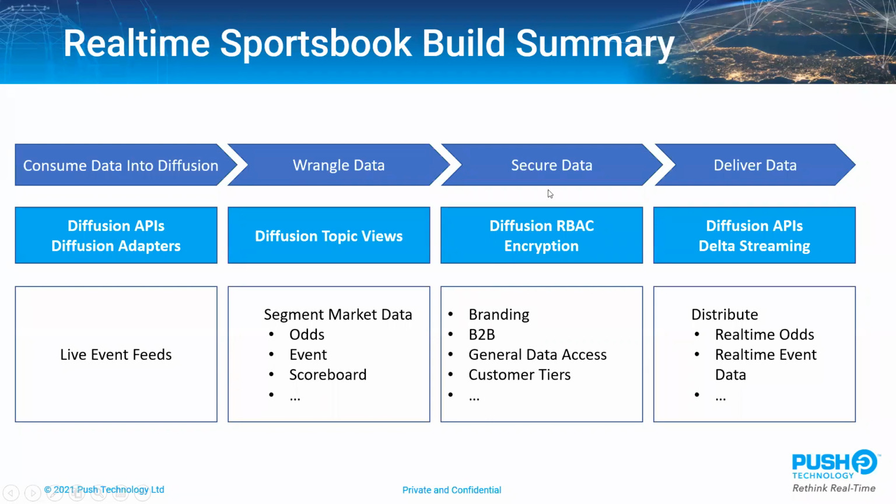And then here to securing that data with our role-based access control, supporting encryption of the data itself, allowing additional services for branding, B2B opportunities, general data access rules, and different custom and customer tiers into your sportsbook. And just think about that live data model that has that historical data inside of it as well, but that live data model is completely configurable, giving you the ability to secure against those live data models and using Diffusion across your extended enterprise.